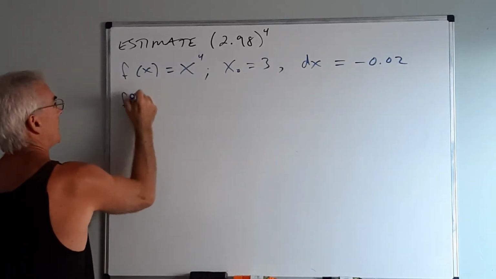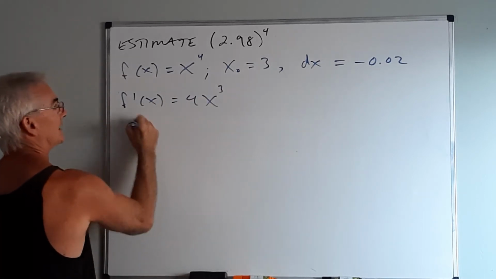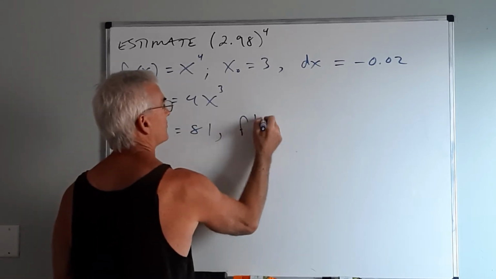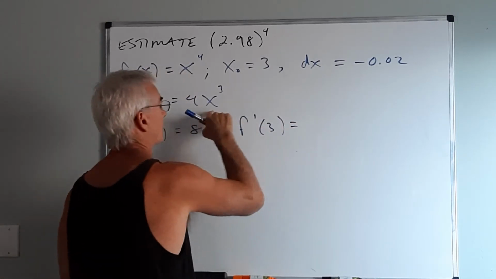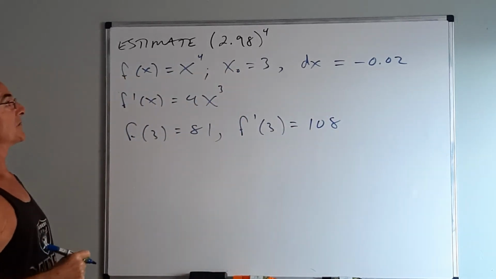I will need f prime of x, which is 4x cubed. I will need f of 3, which is 81. I will need f prime of 3, which is 4 times 3 cubed, or 108. So we have all of the pieces of the puzzle now.